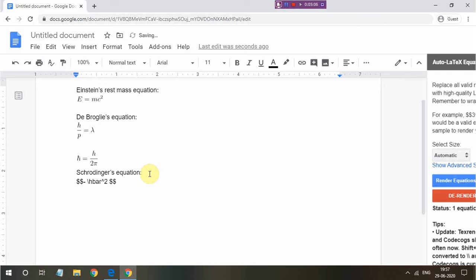h bar squared, that's actually a fraction, right? So over, this is in the denominator, 2m. We don't know what the terms mean in the equation, we're just practicing using LaTeX, right? And then we have this symbol called nabla. That's actually the Laplacian operator.